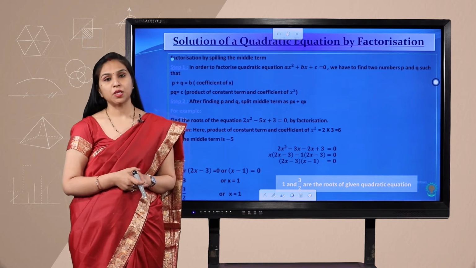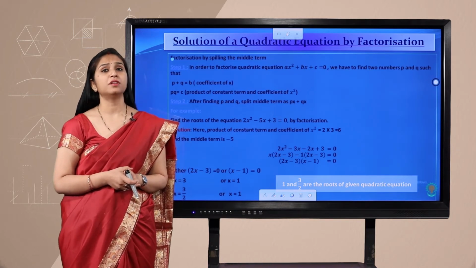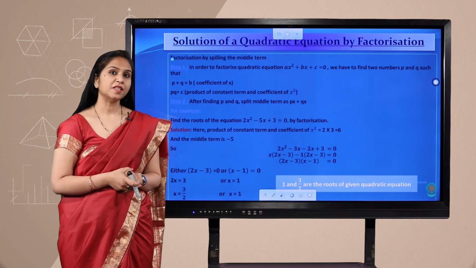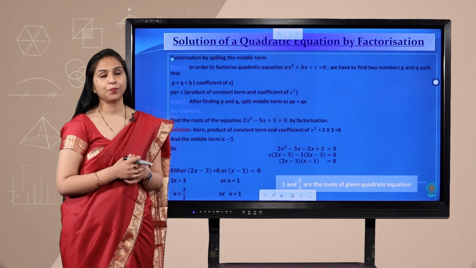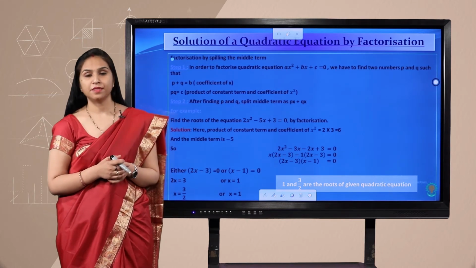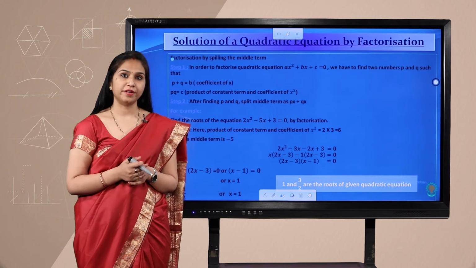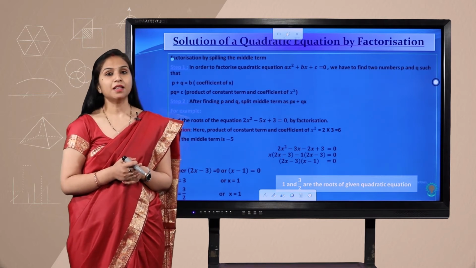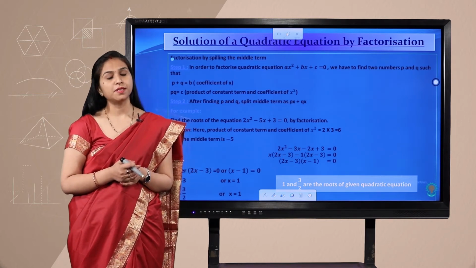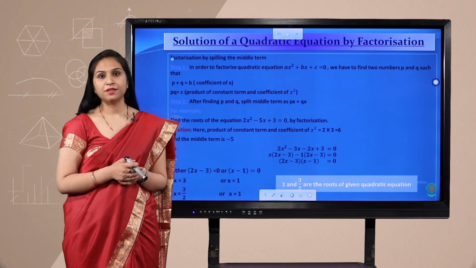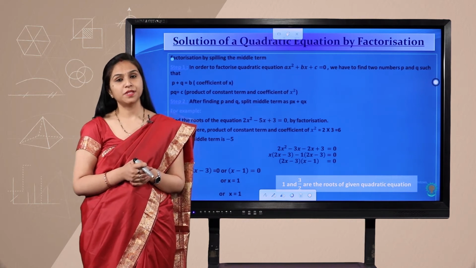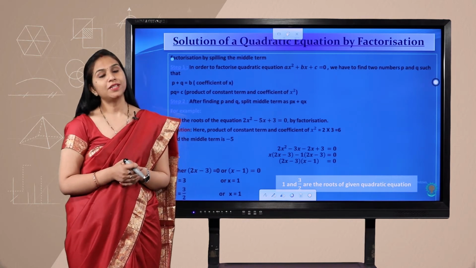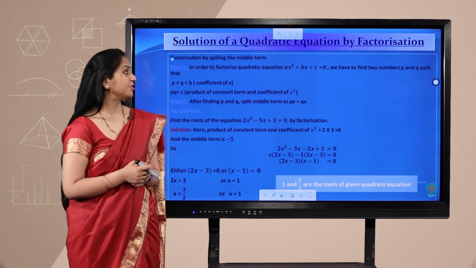Children, as we already discussed, the solution of a quadratic equation is the value of a variable which, when we substitute it in our equation, reduces the equation to 0. There are different methods to find the solution of a quadratic equation. But in our session, we are going to discuss only the method of factorization and another method, finding the solution by using the quadratic formula. So, let us discuss the method of factorization.